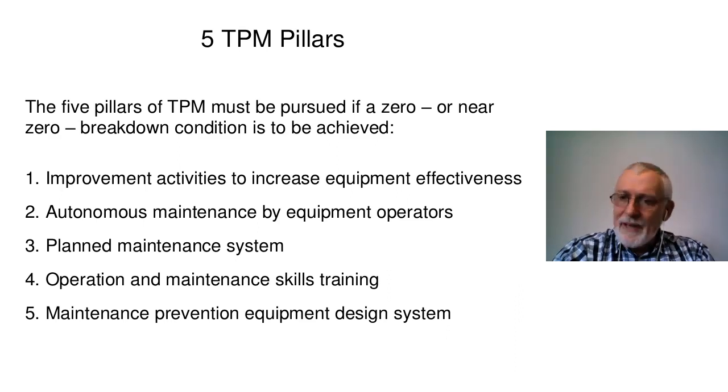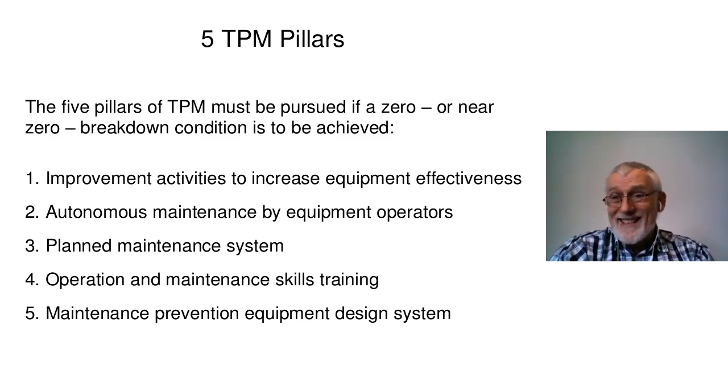Now, there are 5 pillars, and these drive the types of actions and activities, I suppose, that go into sustaining a TPM environment. And these are all important elements that need to be managed. So the first one is improving activities to increase the effectiveness of the equipment. Then we look at autonomous maintenance by the operators. A planned maintenance system needs to be put in place. There typically will be significant training required for operations and maintenance staff to upgrade their skills to the necessary level. And also the equipment design going forward.